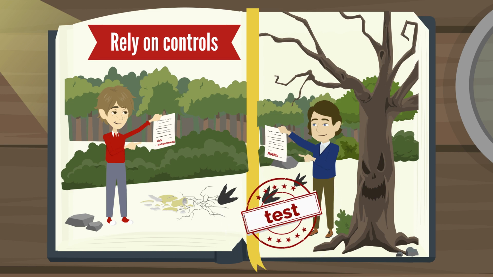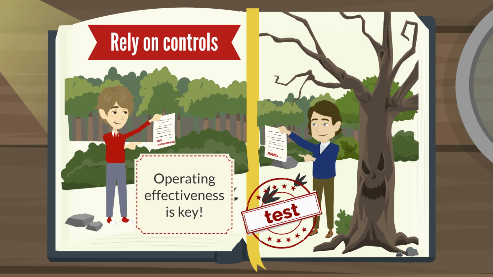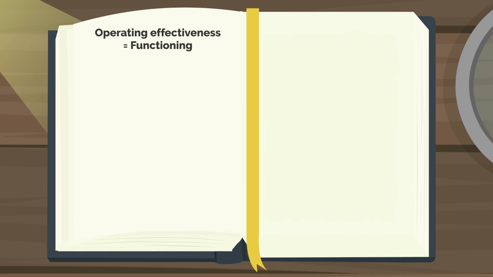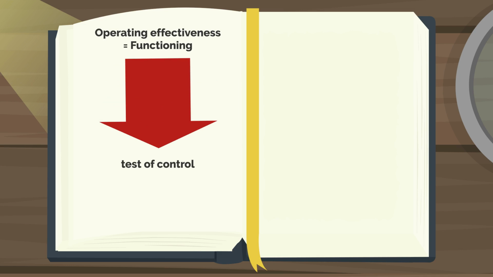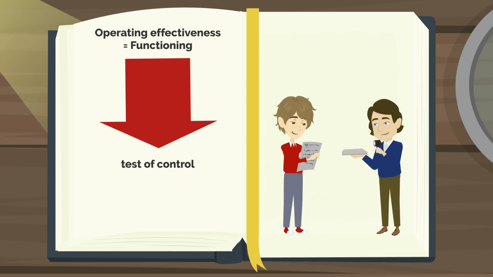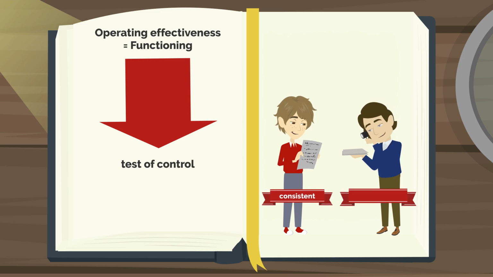Tests of controls provide evidence about the operating effectiveness of an identified control in preventing or detecting and correcting, on a timely basis, material misstatements in a financial statement assertion. Remember, the operating effectiveness of a control essentially relates to the functioning of a control. And a test of control, which is the same as testing the operating effectiveness of a control, involves obtaining sufficient appropriate audit evidence to evaluate whether the identified control was performed consistently and effectively throughout the audit period by individuals with the necessary authority and competence.